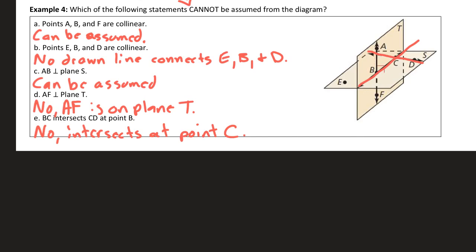So a lot of this is, if it's drawn, we can assume. If it's not drawn, we can't assume. So things like right angles and perpendicular, we need to see that right angle symbol. For lines, we need to have the line drawn. For lines intersecting, we need the lines drawn and the intersection of those lines shown as a point. So it's all about assuming. You got to take it literally. It's got to be shown in the diagram for us to assume. If it looks like it, we can't assume unless it's marked, okay?